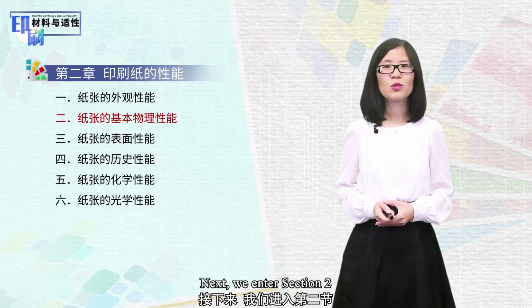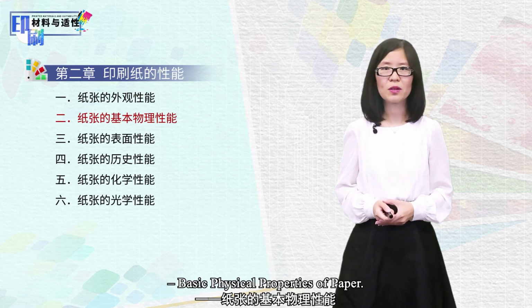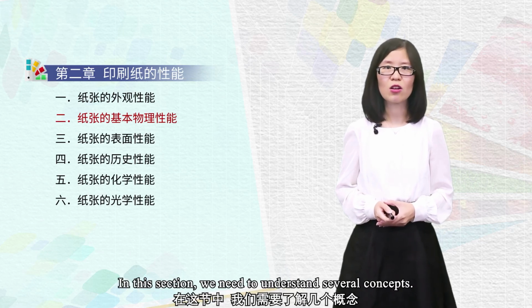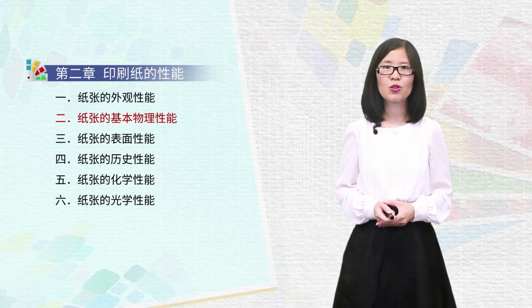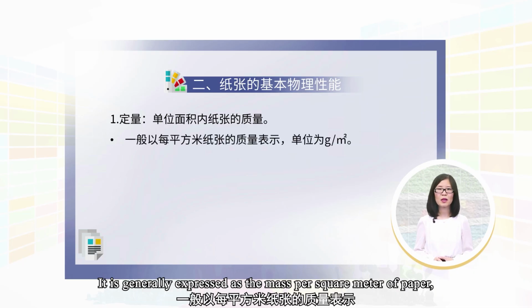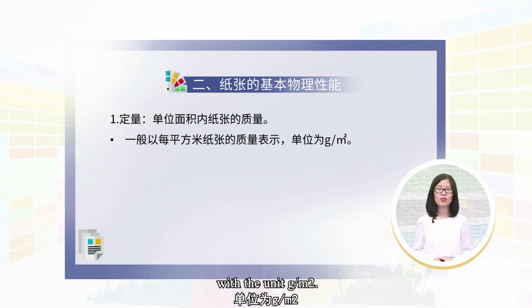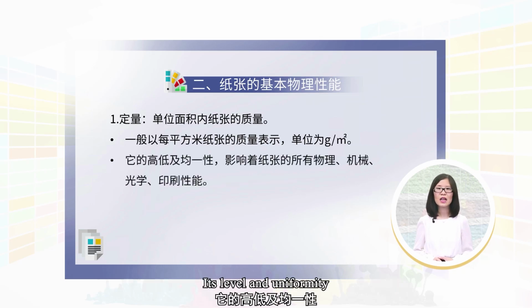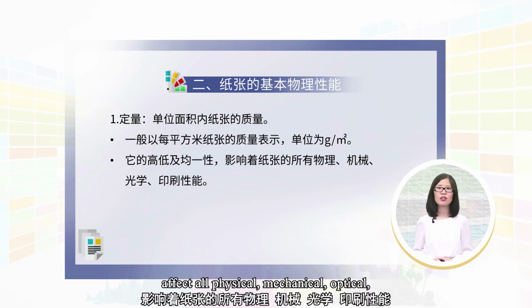Next, we enter Section 2, Basic Physical Properties of Paper. In this section, we need to understand several concepts. The first is basis weight, which is the mass of paper per unit area. It is generally expressed as the mass per square meter of paper, with the unit grams per square meter. Its level and uniformity affect all physical, mechanical, optical, and printing properties of the paper.